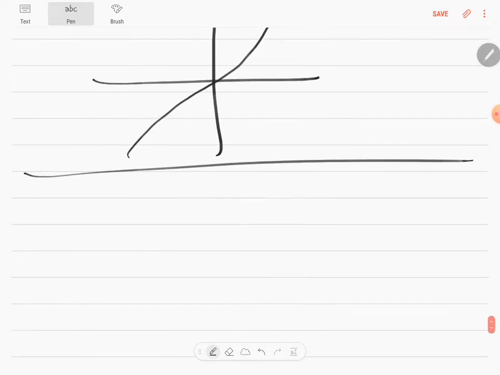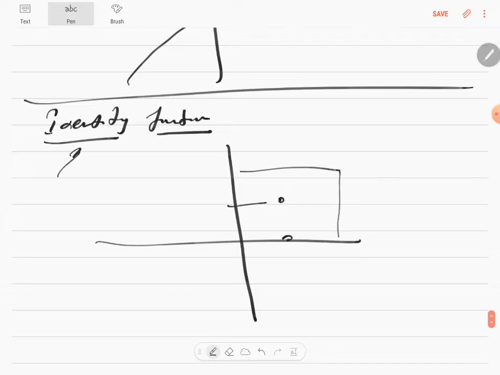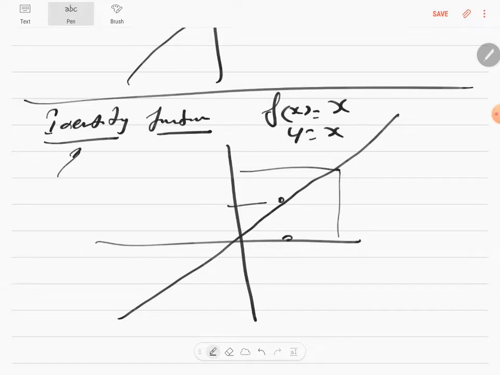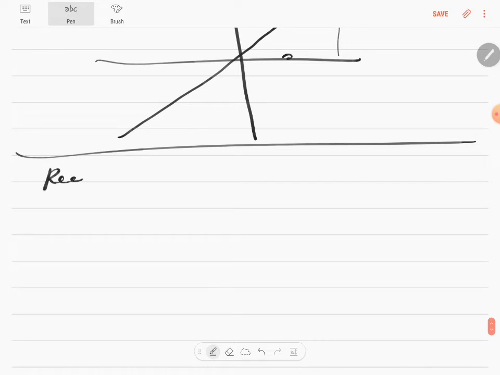Next, let's do an identity function. The word identity shows that I remain to be me. So if x is 1, y is also 1. If x is 2, y is also 2. X is 0, y is also 0. So f of x is equal to x or y is equal to x is known as an identity function. Are you clear? Yes.